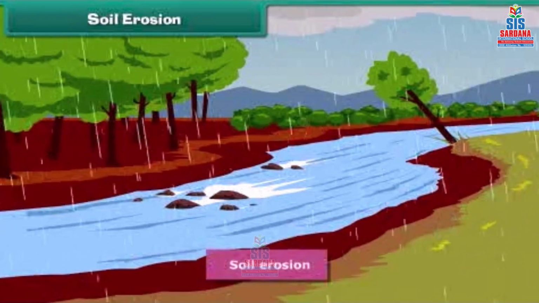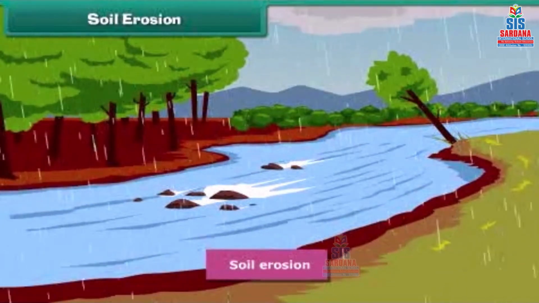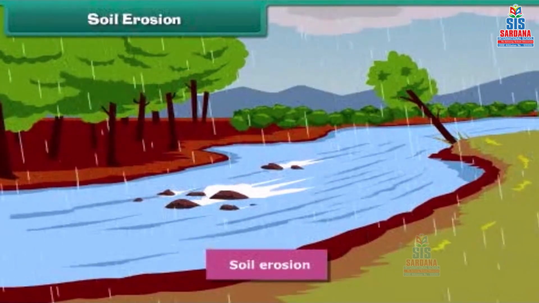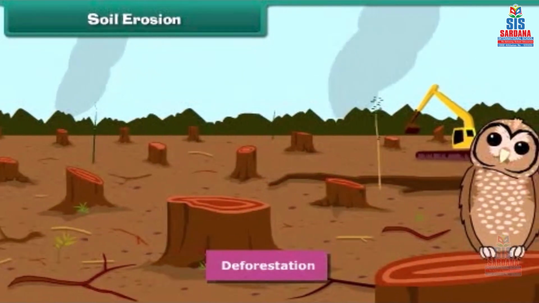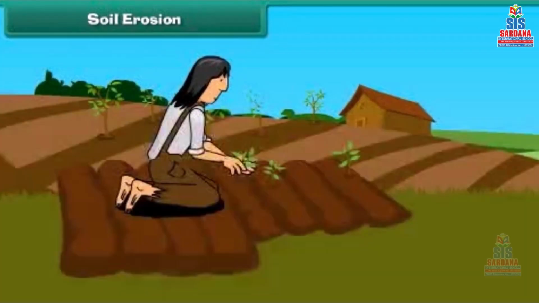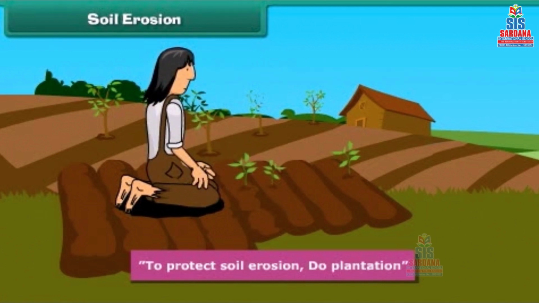Do you know what soil erosion is? Sometimes the soil is carried away by wind and water. This is called soil erosion. You will be surprised to know that cutting of trees also causes soil erosion. Soil erosion makes it infertile. We can protect against soil erosion by planting more and more trees.